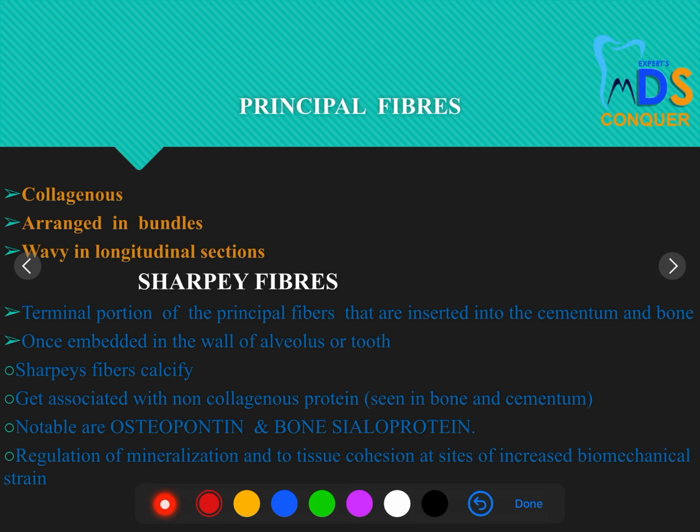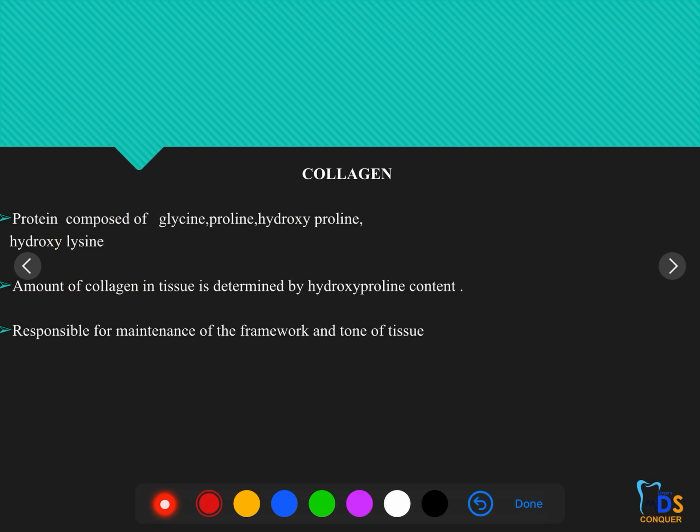And principal fibers, why are they principal? Because they are made up of the principal component called collagen. So they are collagenous, arranged in bundles, wavy in the longitudinal sections. So coming to Sharpey's fibers, as I have told you, most importantly they are made up of non-collagenous proteins like osteopontin and bone sialoprotein. Collagen, so that's the principal component here.